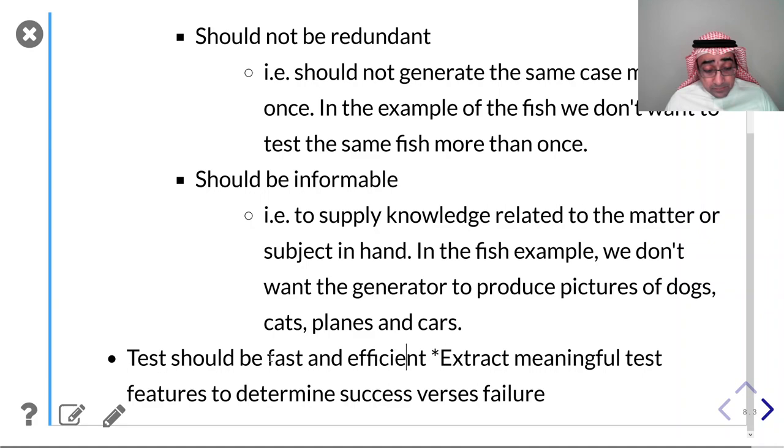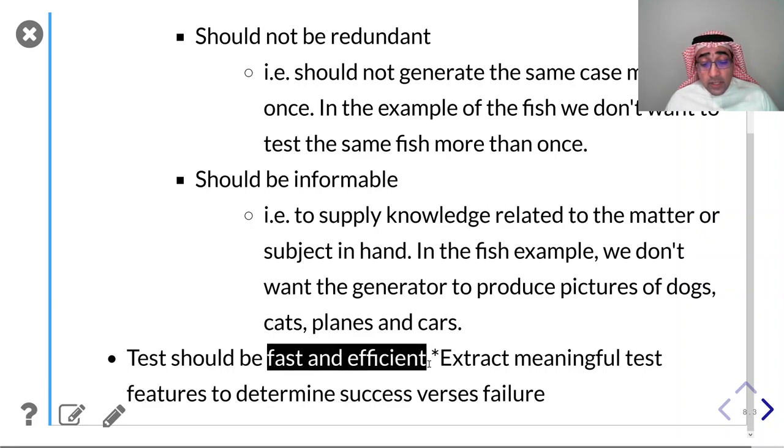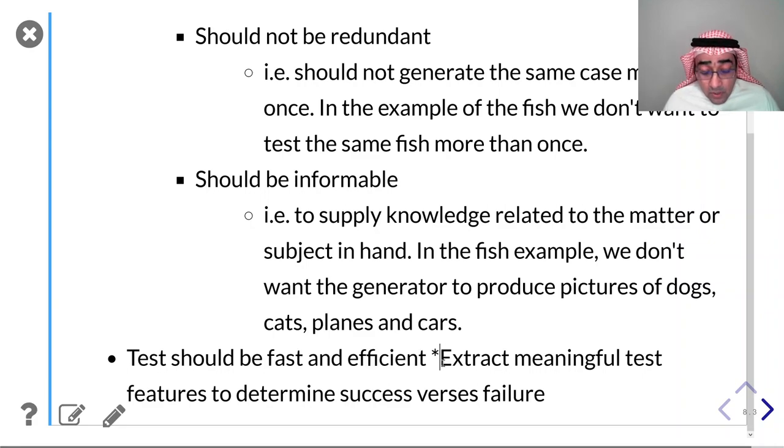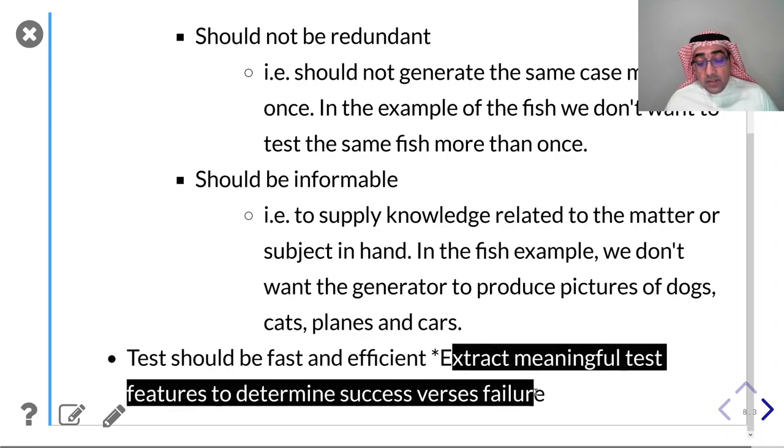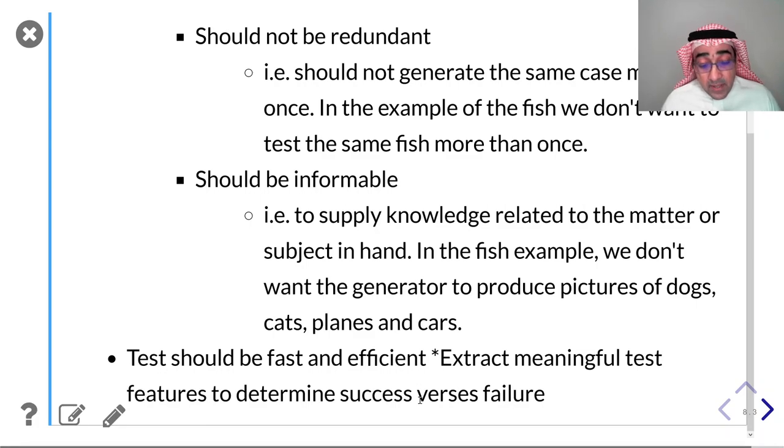Efficient. We're working a lot on efficiency nowadays, so we'll not concentrate too much on it, but it has to be fast and efficient, okay? And it has to extract meaningful test features to determine the failure versus the success. If it can extract all of this information, then you can say that you have a very good AI algorithm that is running to determine whether it's a fish or not.